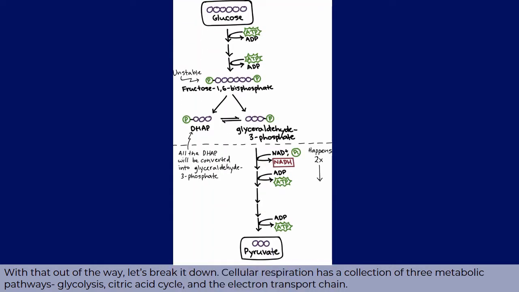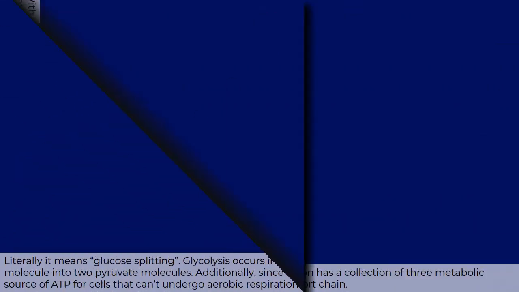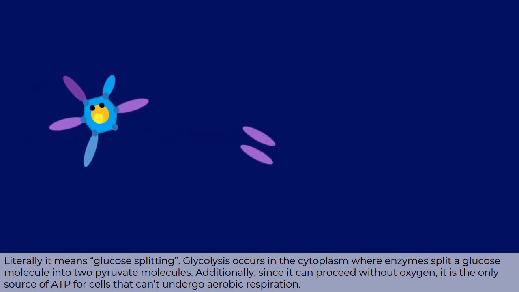With that out of the way, let's break it down. Cellular respiration has a collection of 3 metabolic pathways: glycolysis, the citric acid cycle, and the electron transport chain. So what is glycolysis? Literally, it means glucose splitting. Glycolysis occurs in the cytoplasm, where enzymes split a glucose molecule into 2 pyruvate molecules.